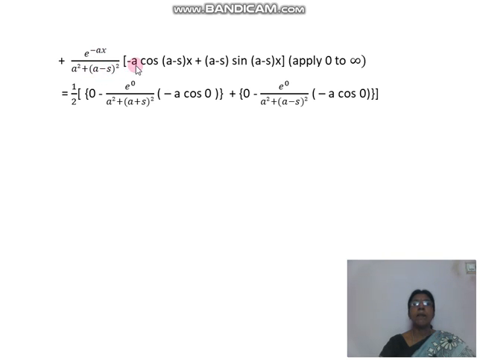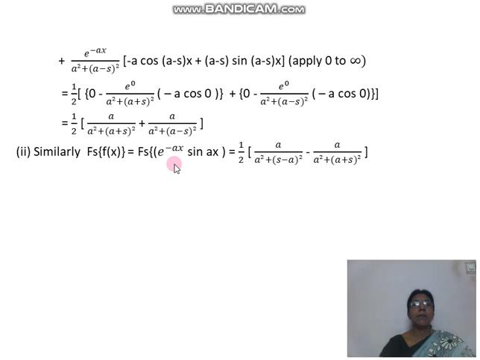Minus a into cos 0, the angle becomes 0 entirely, cos 0 is 1, so minus a cos 0 means minus a. Next, a minus s into sin of a minus s into 0, that is sin 0 which is 0. Therefore the second term is 0 at the upper limit. Now you get this one equal to 1 by 2: this is 1 into minus a into 1, minus a, with the minus sign this becomes plus a, by a square plus a minus s whole square. This is also minus 1 into minus a into 1, meaning plus a by a square plus s square.